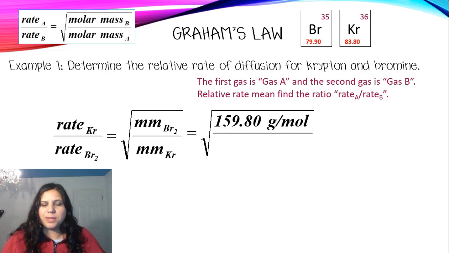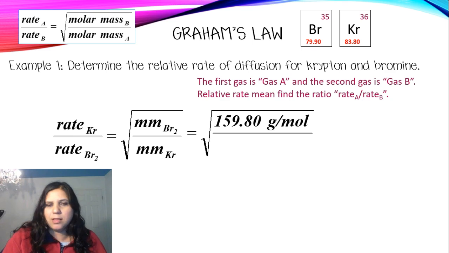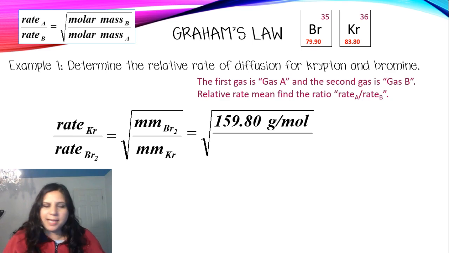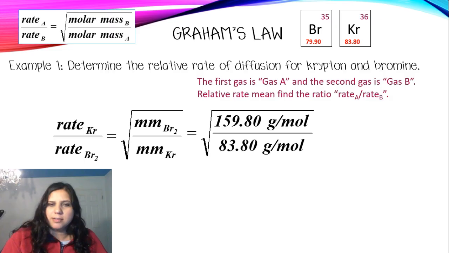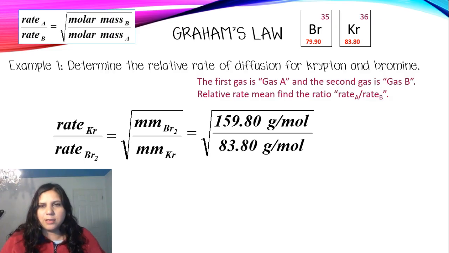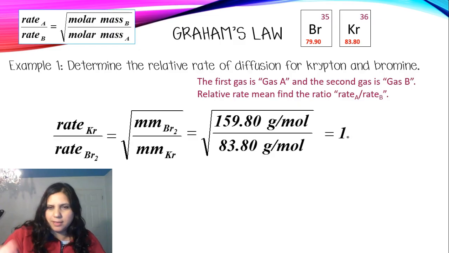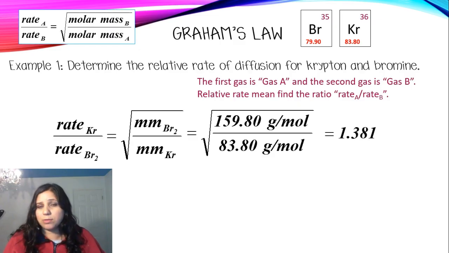So I add up two bromines and I get 159.80 grams per mole. Krypton, being a noble gas, is just Kr. So that's 83.80 grams per mole. And now all I have to do is plug it into my calculator and hit enter, and I get 1.381. Be careful when you're doing this.